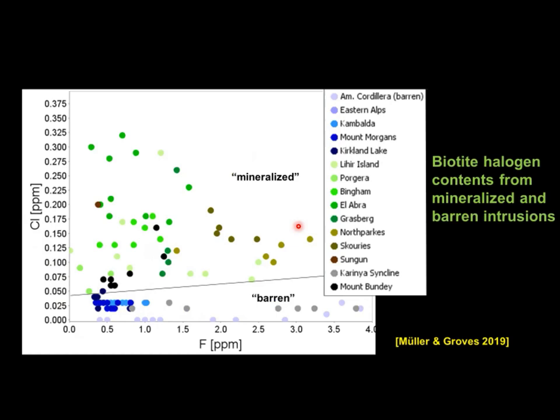And I have to say, over the last 20 years since I wrote my PhD thesis, many more examples have joined the list. And there are really the really large porphyry copper gold and epithermal gold deposits, which are hosted by potassic intrusions. They're all associated with really high chlorine contents, which you can fingerprint in their biotite phenocrysts.